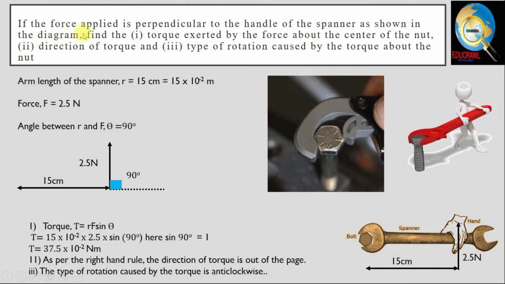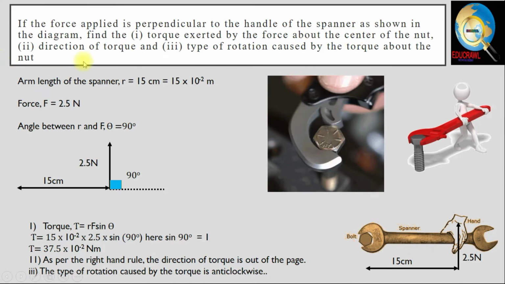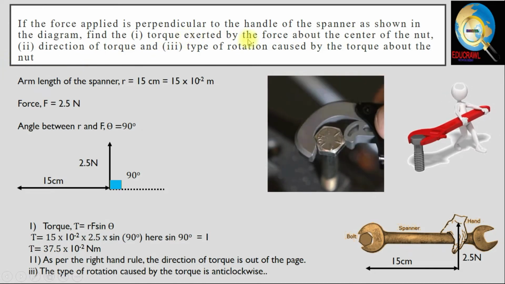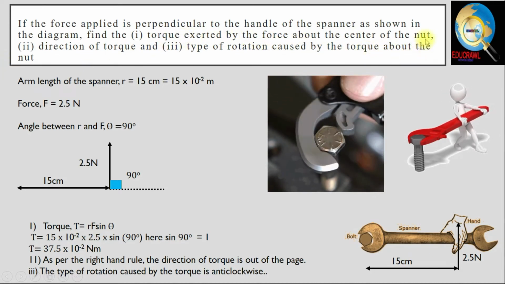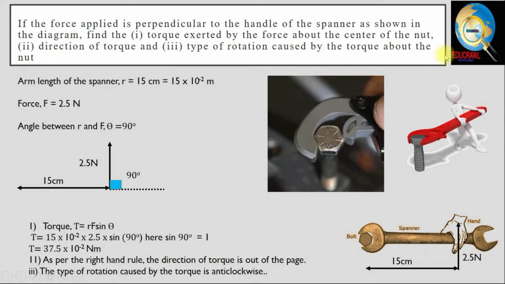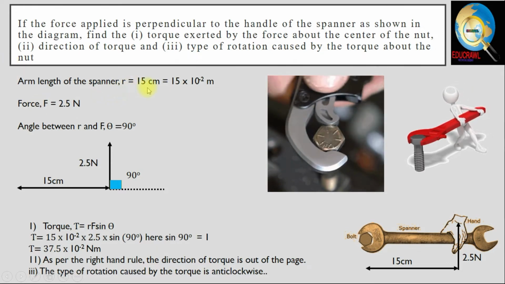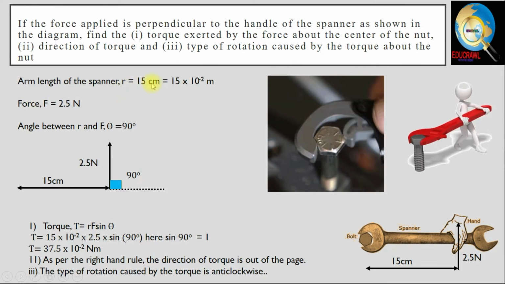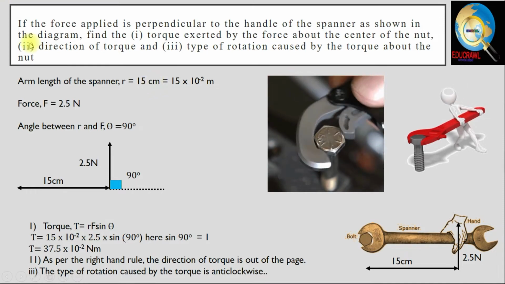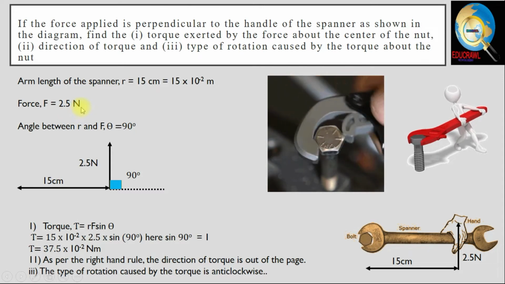The next problem: if the force applied is perpendicular to the handle of the spanner as shown in the diagram, first find the torque exerted by the force about the center of the nut, the direction of the torque, and the type of rotation caused by the torque about the nut. Here the arm length is r = 15 centimeter. Converting this into meter, we have 15 × 10^-2 meter. The force is given as 2.5 Newton.